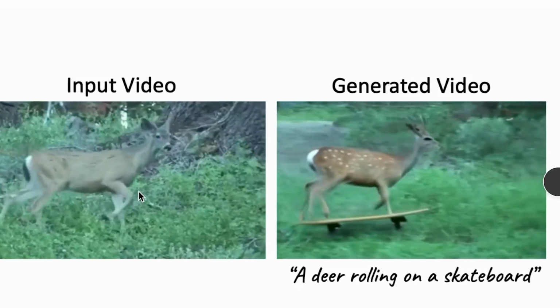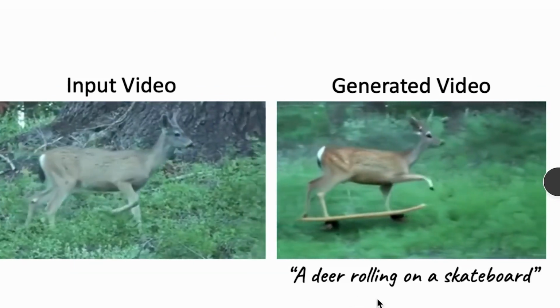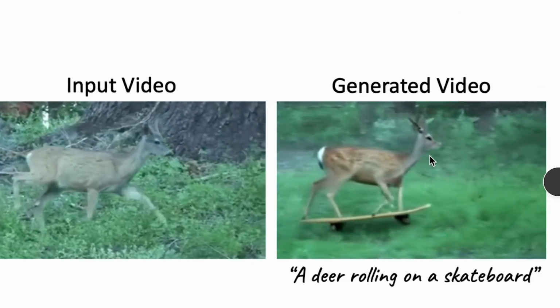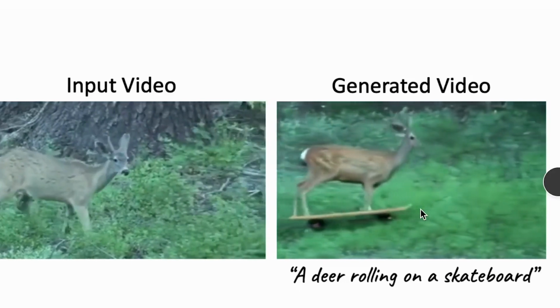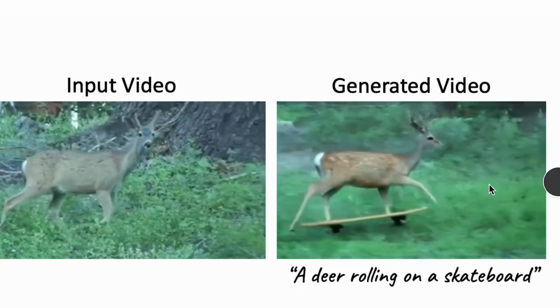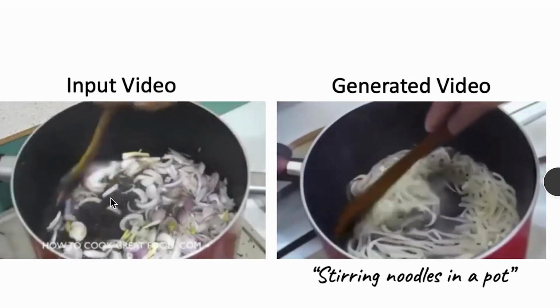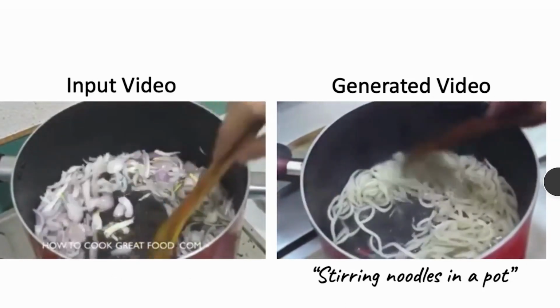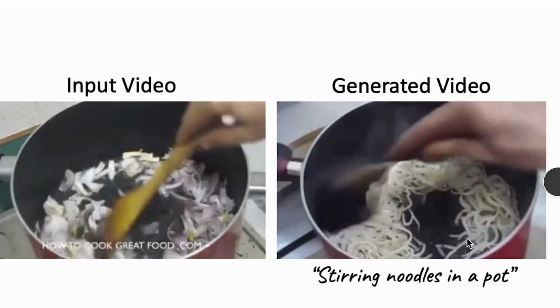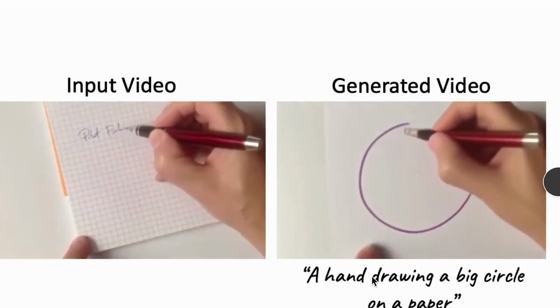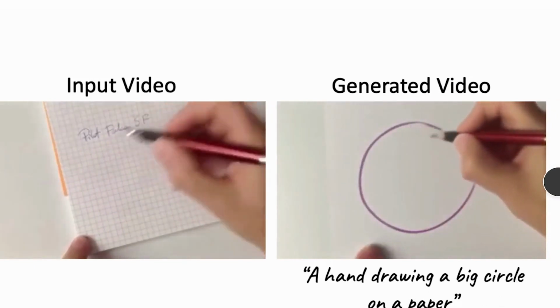You can see even this one is exceptionally amazing. From this input video, the prompt was a deer rolling on a skateboard, and it quickly gave us this video. You can see the deer and you can see the skateboard, it is running on it, and it's completely perfect. And from this video of frying onions, it quickly says stirring noodles in a pot. From onions to noodles, you can see it quickly changed it. And you can see from this simple one to a hand drawing a big circle on a paper.